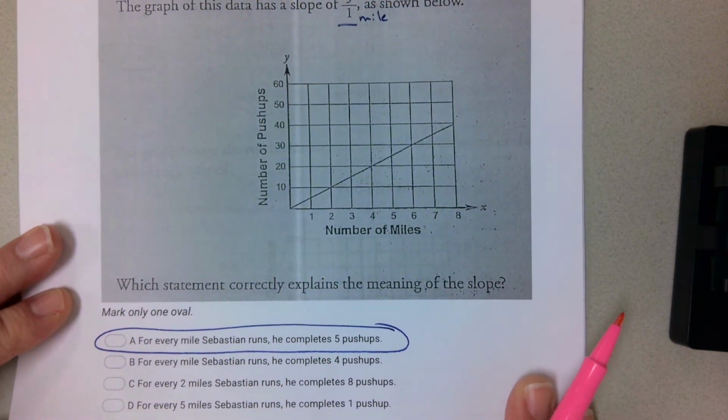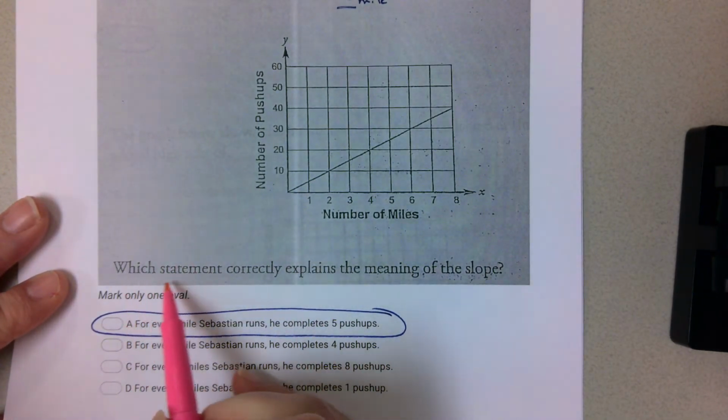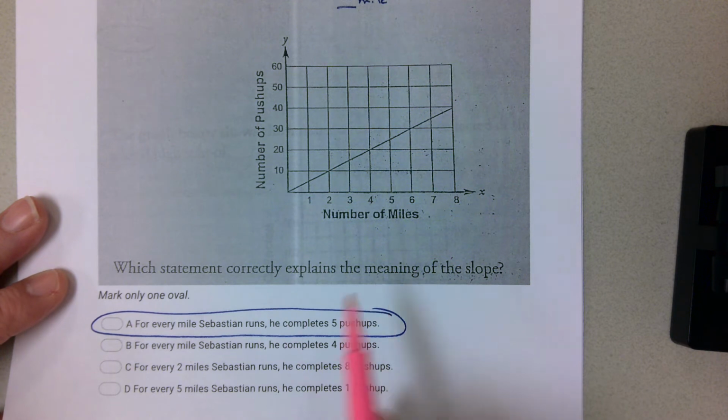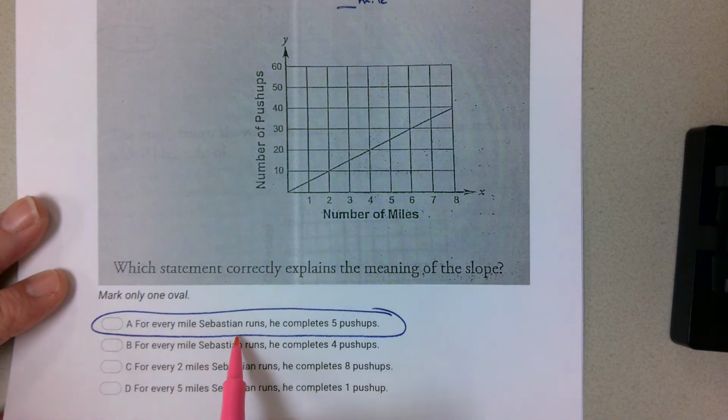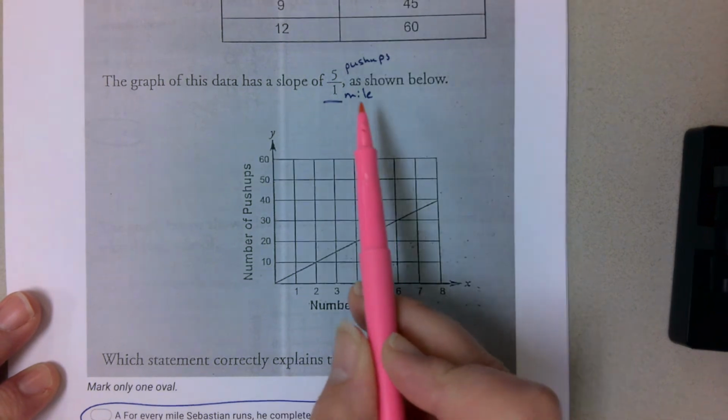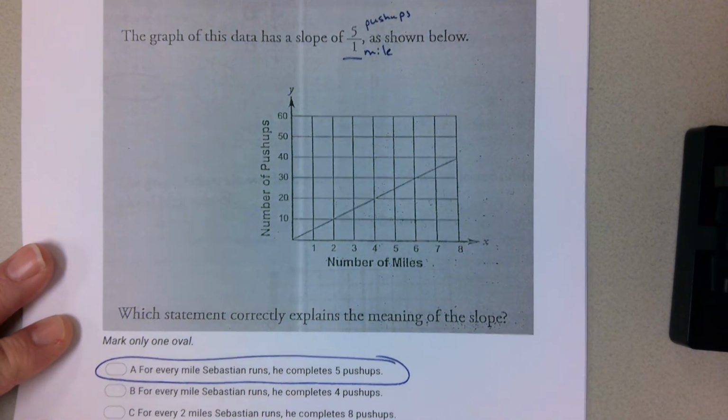And then it makes it really easy to determine which statement correctly explains the meaning of the slope. For every mile Sebastian runs, he completes 5 push-ups. A is the correct answer here.